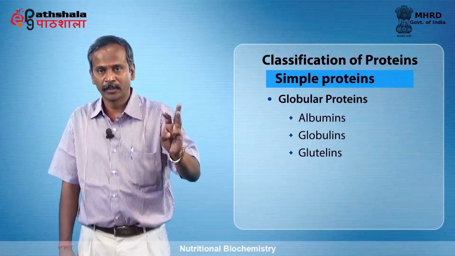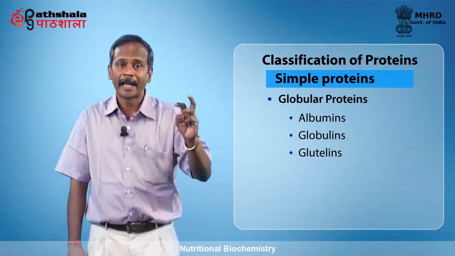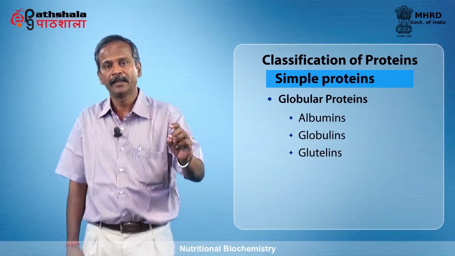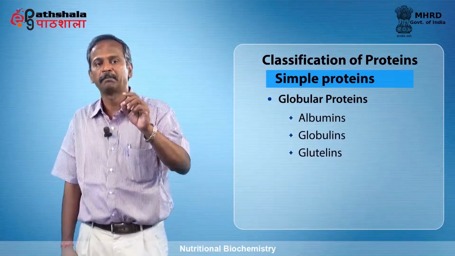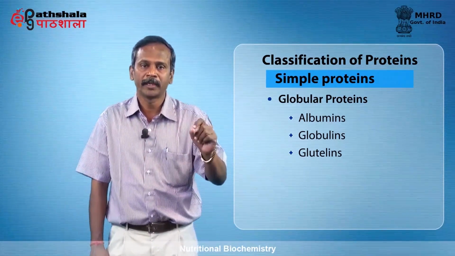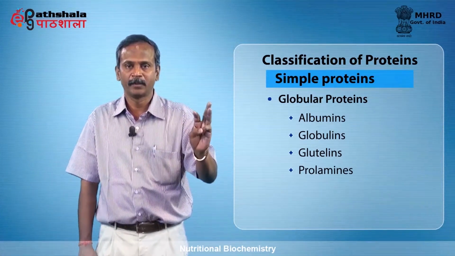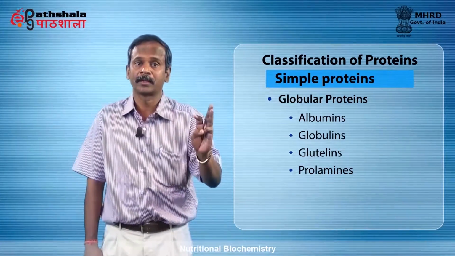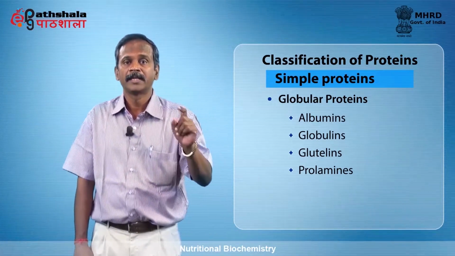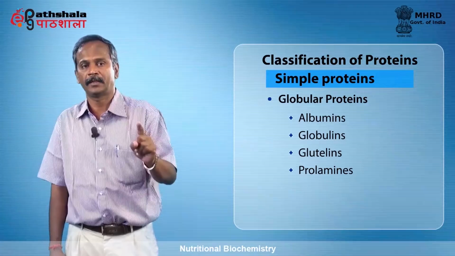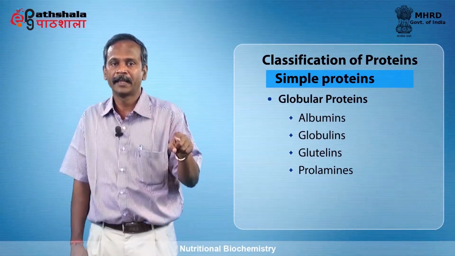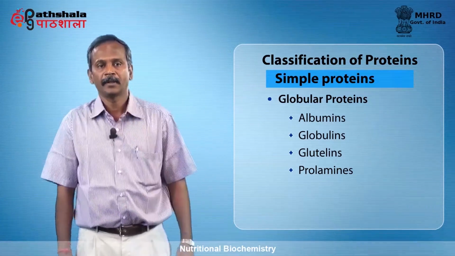It is insoluble in water, but soluble in dilute acids and alkali. It is mostly found in plants. Example, glutenin and oryzenin. Prolamines: it is insoluble in water and absolute alcohol, but soluble in 70 to 80% alcohol. Example, gliadin and zein.